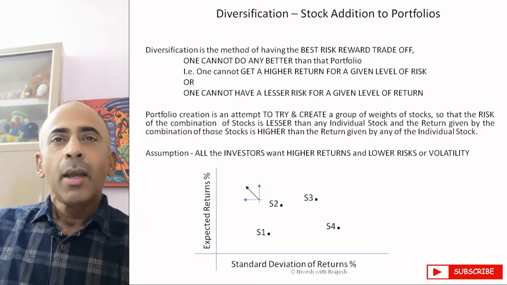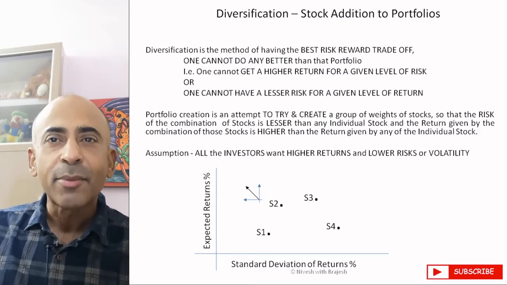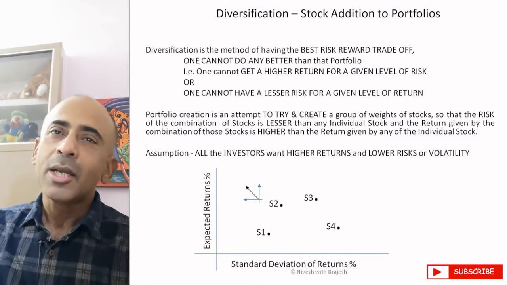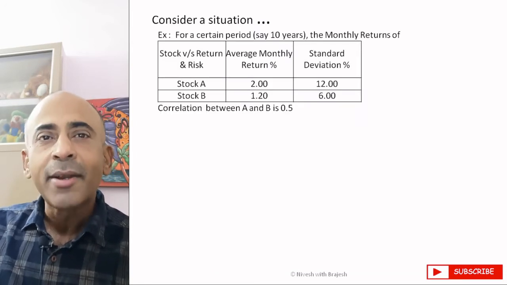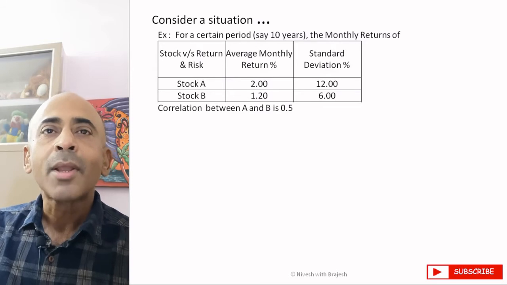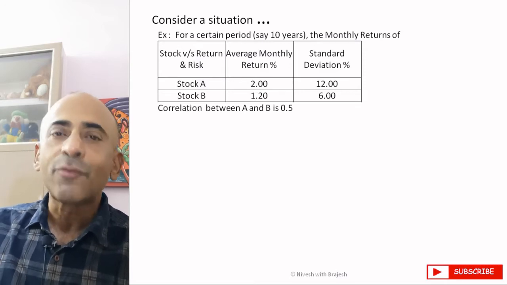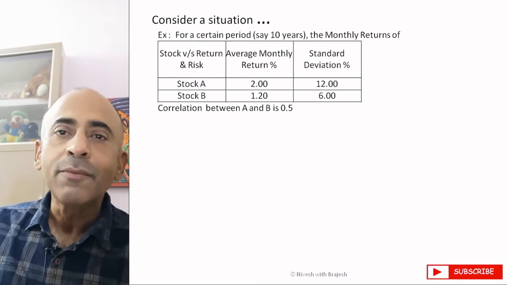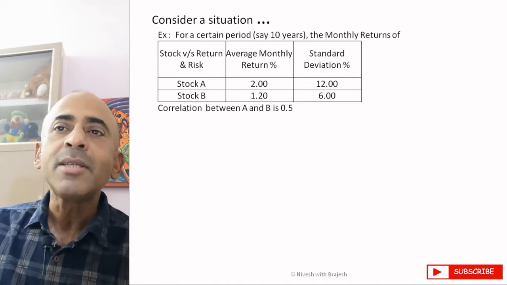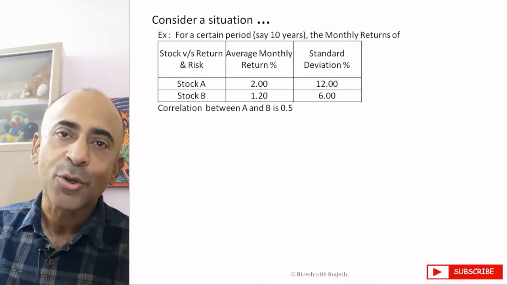So now let's take an example of just 2 stocks to understand a portfolio construct. Later we can generalize the understanding from this example for multiple stocks, as it involves a lot of complicated mathematics and statistics also. Now for a certain period, say 10 years, the monthly returns of stock A and stock B are given over here along with their standard deviations. Stock A has a monthly average return of 2% and standard deviation of 12%, whereas stock B has a monthly average return of 1.2% and a standard deviation of 6%. The correlation between A and B is +0.5.